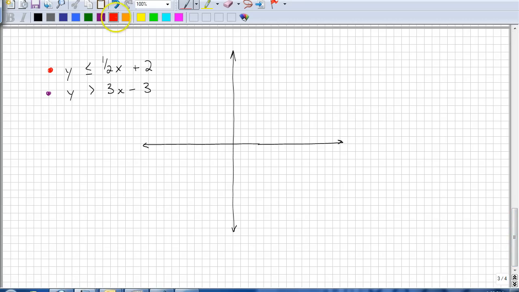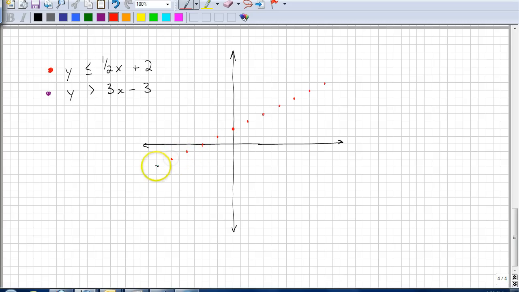Let's say we had this example that we were working on. y is less than or equal to 1/2 x plus 2. So I'm going to start by graphing my y-intercept there, which is a positive 2. My slope is 1/2, so I'm going to go up 1 over 2, up 1 over 2, up 1 over 2.